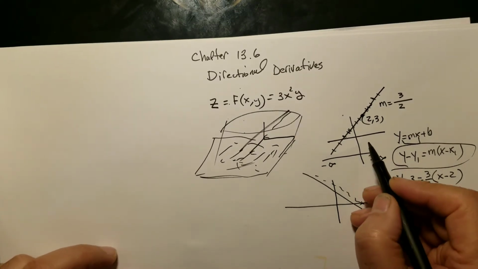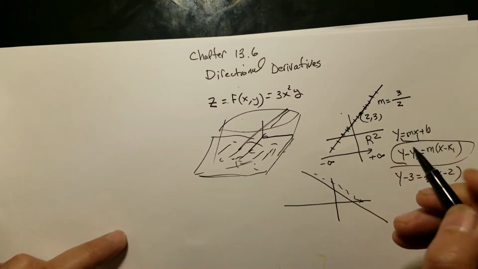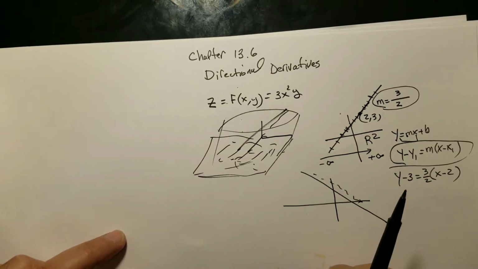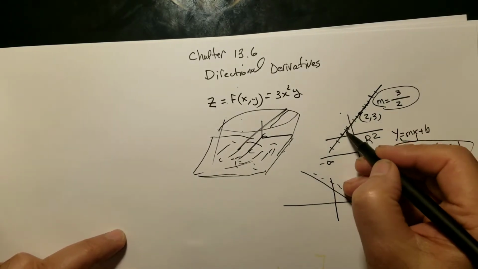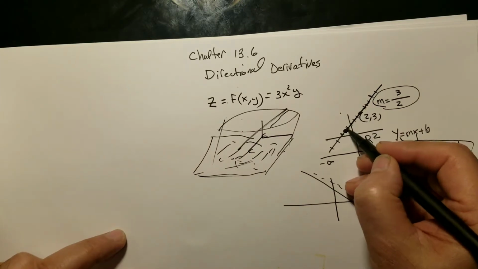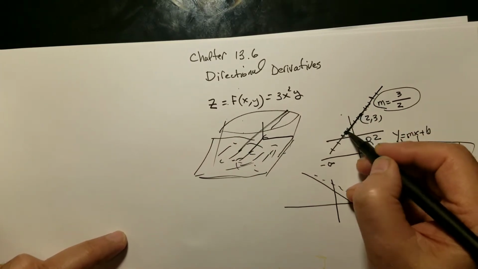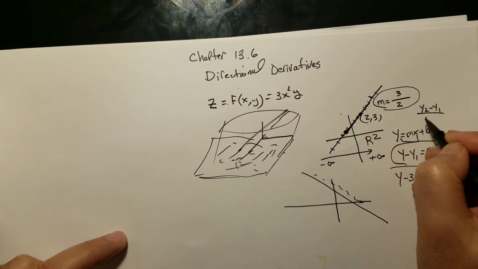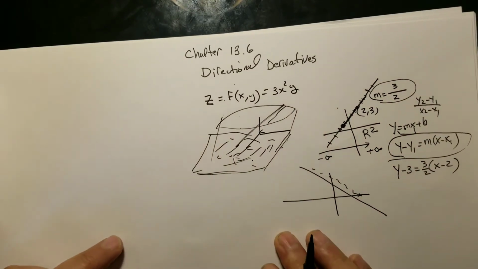Then, when you are in R2, the slope must be given in order to write the equation of a line. Somebody said, what happens if a slope is not given? I have to give you another point to find the slope using the formula (y2 minus y1) over (x2 minus x1).